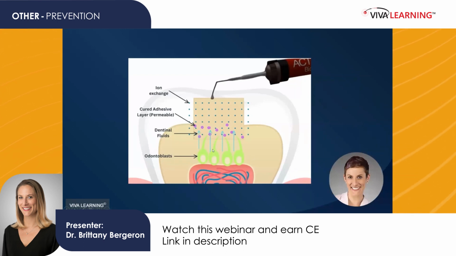And then we have fluid exchange through the dental tubules, and our adhesive layer that is, again, somewhat permeable because there's no such thing as a perfect adhesive, would be the purple dots. And then the ion exchange is the blue dots. So basically you can see that this ion exchange is happening through the bond layer inside of the tooth. And this is our box preparation here.